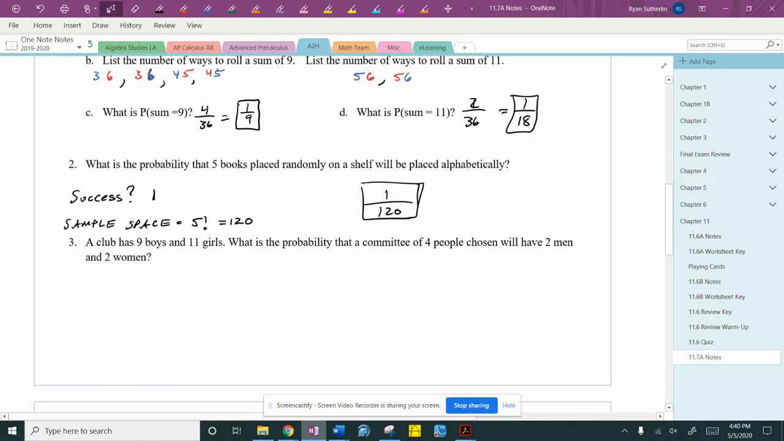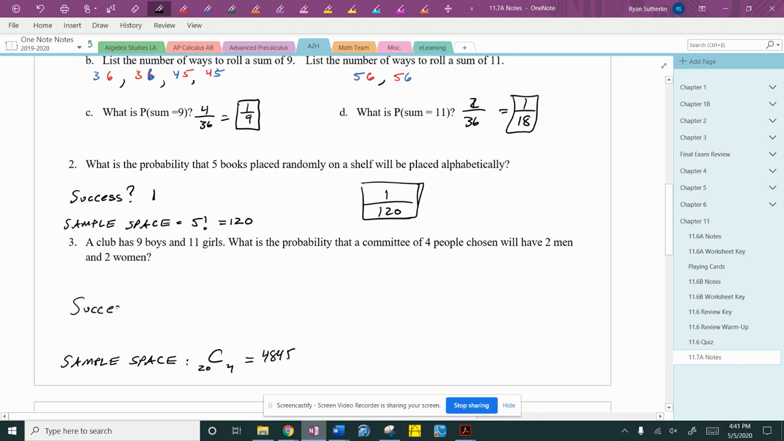Number 3, a club has 9 boys and 11 girls. What's the probability that a committee of 4 people chosen will have 2 men and 2 women? Okay, so just like we talked about last time, the first thing I'm going to find is my sample space. In this case, it is, well, how many total committees are there? Out of 20 people, I'm choosing 4. Order doesn't matter, so this is a combination. If I do 20 choose 4, that's 4,845.